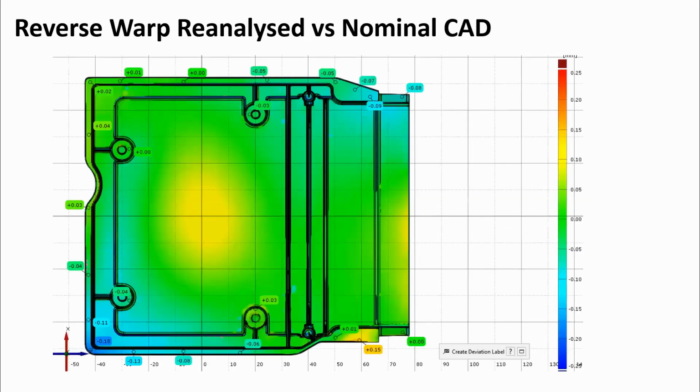Then when we looked at reverse warp and reanalyzed it, look, we didn't get to a perfect scenario, but it was definitely a lot closer to nominal. So the scale on the previous slide was plus or minus 1 millimeter. The scale on this slide is plus or minus 0.25. So it shows how much better we were closer to nominal using the reverse warp in theory in the software.